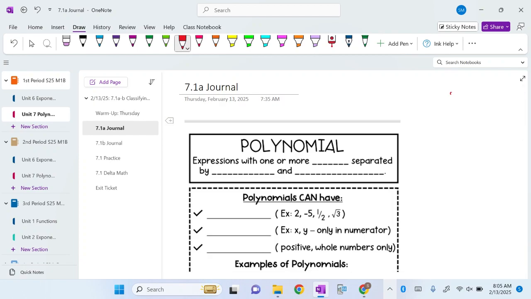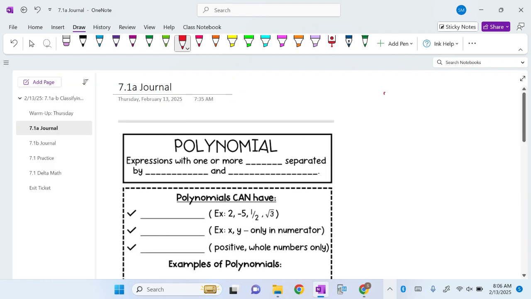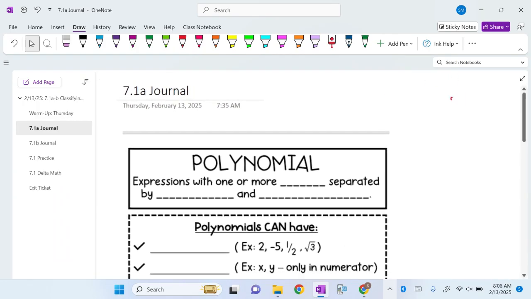Now, we are going to do both journals today because the first one is very, very quick. And the other one is stuff that isn't necessarily new to you guys. All right. So, with polynomials, it's just another fancy name for something that you already know. Before we get into that, we'll first write our I can statement.